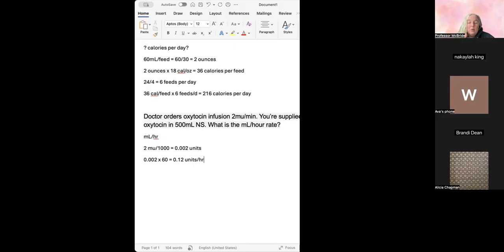So guys, now that we have made those conversions, the rest of this should be easy to solve because now we know what our dose is and it matches what we have on hand. And it matches that we want to infuse in milliliters per hour. So what do you want to do next? Times 500 milliliters. Okay.